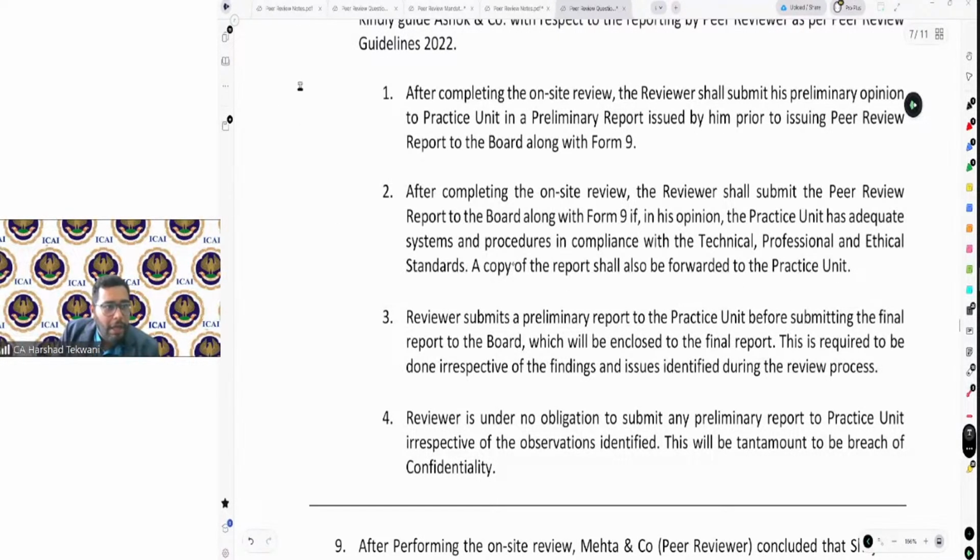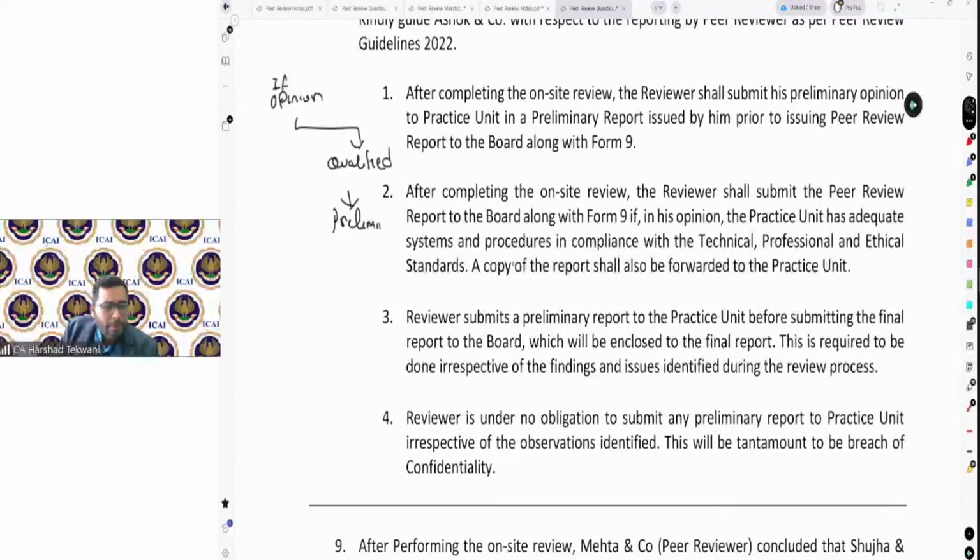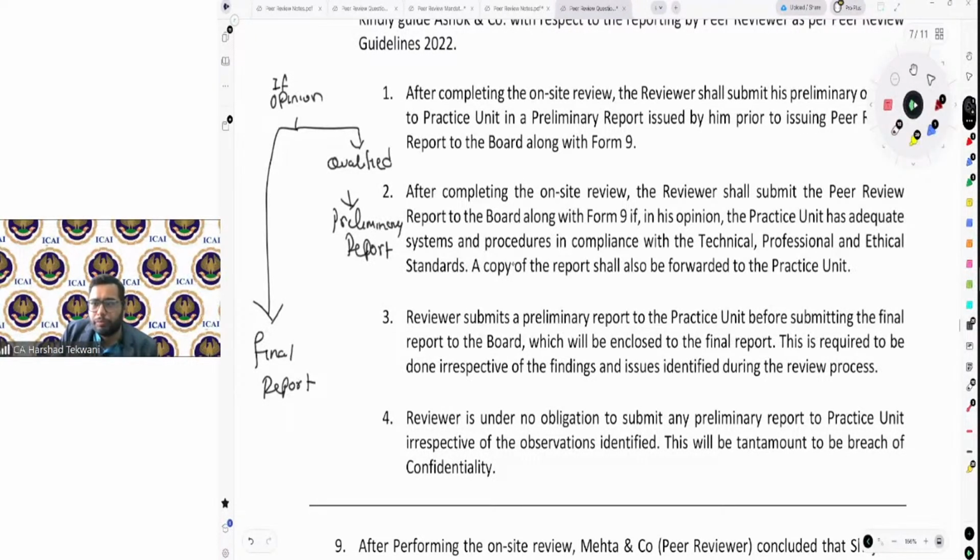So, for example, I'll write it here. If opinion is qualified, then preliminary report. Otherwise, you can directly issue the final report. So if it is unmodified or clean, you can directly issue the final report.